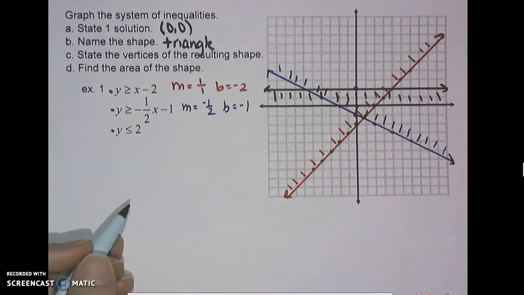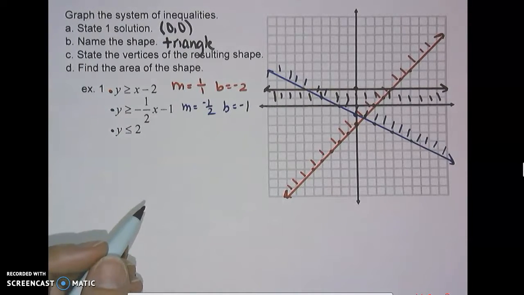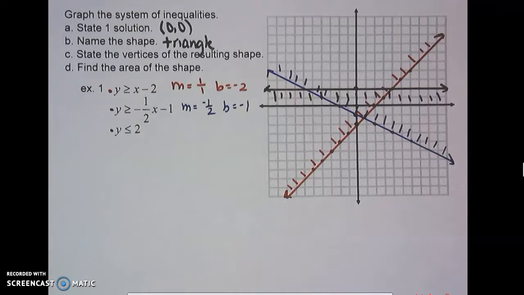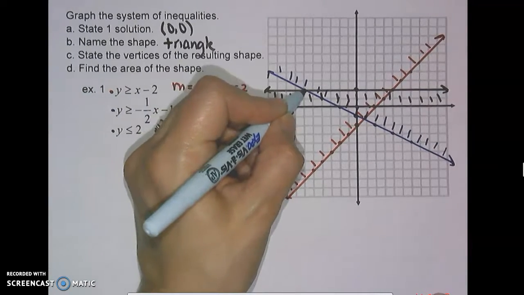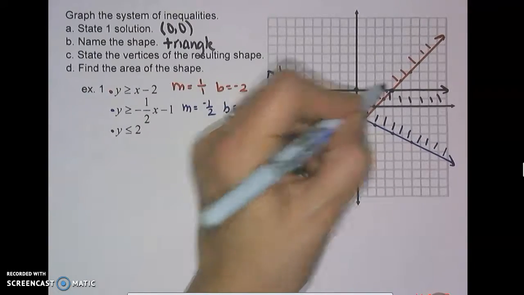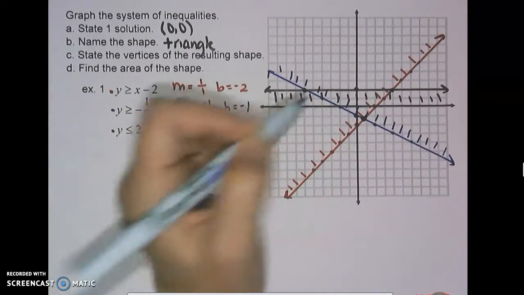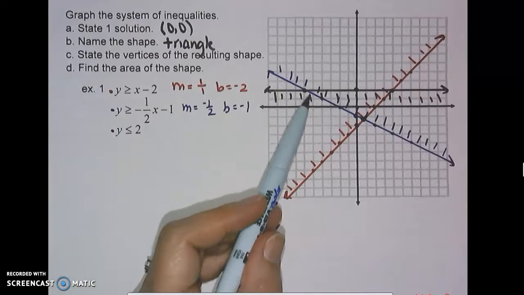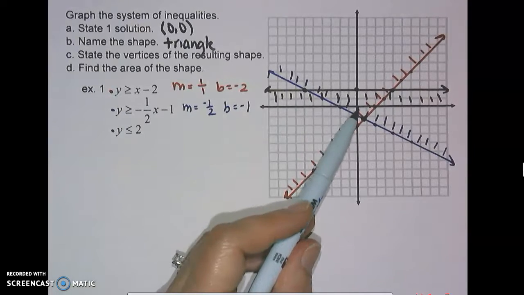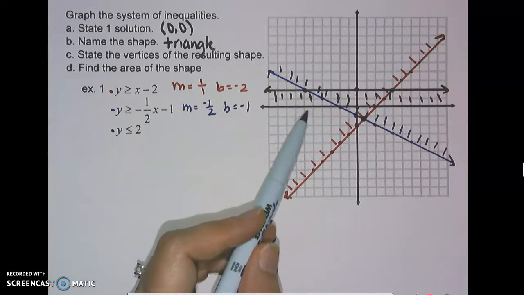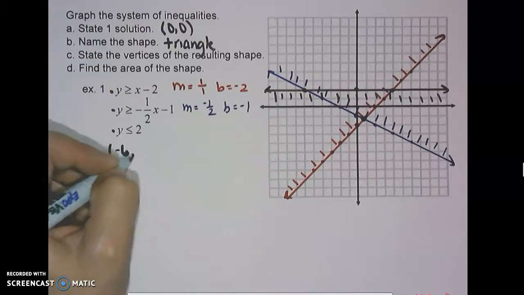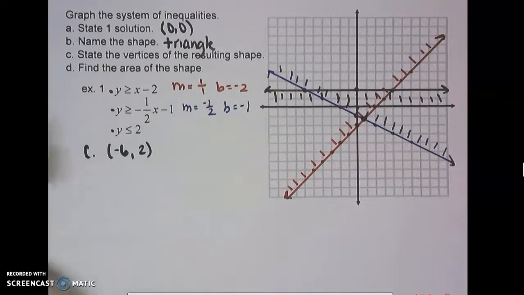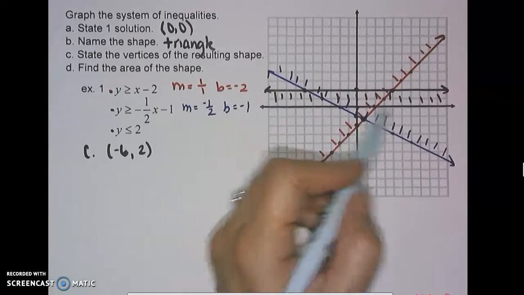Now it says state the vertices. Vertices are where we're going to say the corners of these would be. So here, here, and here. Okay, so this one's a nice easy point of negative 6, 2. So I'm going to put letter C down here. We have negative 6, 2 is one vertex.